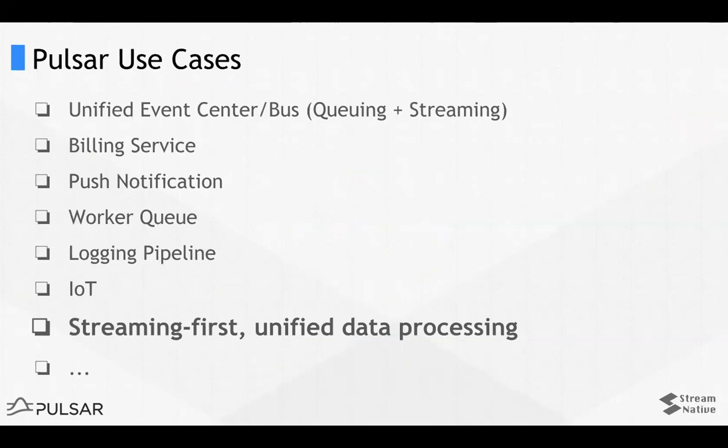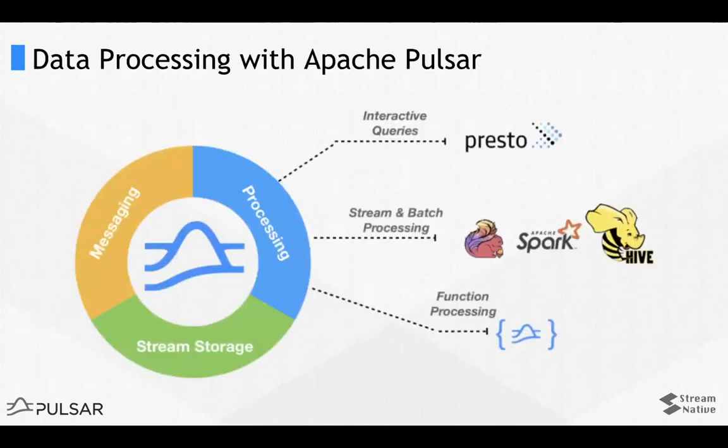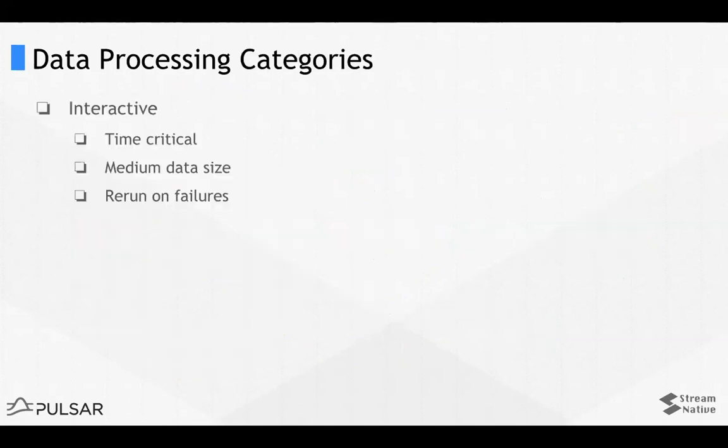Going back to the talk today, I'm mainly talking about how to use Pulsar with Flink to build a streaming-first unified data processing architecture. That fits into the category I just mentioned, which is how to use Pulsar for data processing. Let's take a look at a few categories where we use computing engines to do data processing.